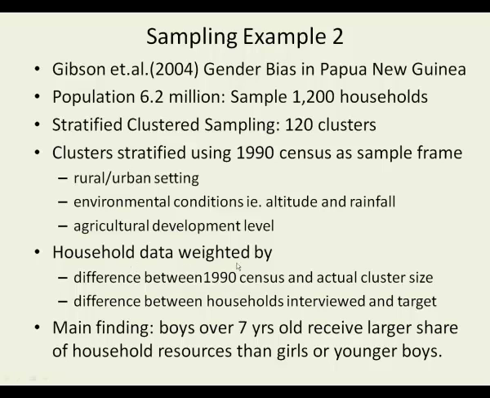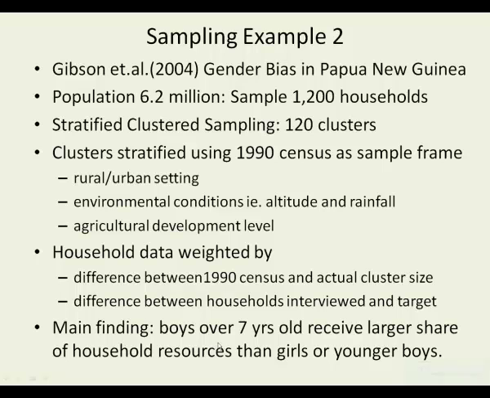And that household data, they weighted it by the difference between the 1990 census and the actual cluster size, because they found that the sample frame wasn't quite representative of the cluster size when they got on the ground, so they had to adjust because of that. And also for the difference between the households interviewed and the target. In some clusters they didn't interview as many as they wished to interview. Households were missing, so they had to reweight the findings.